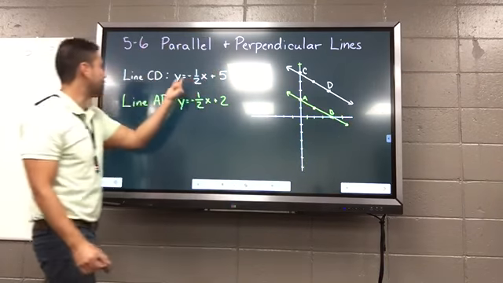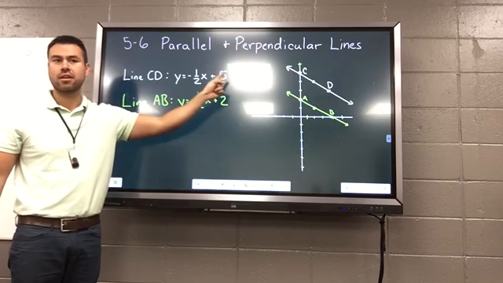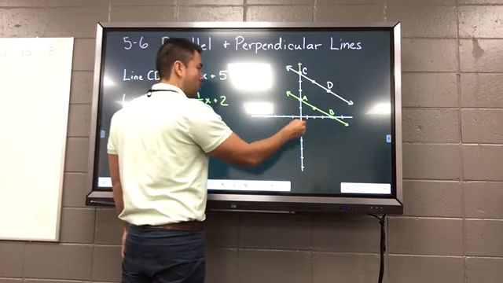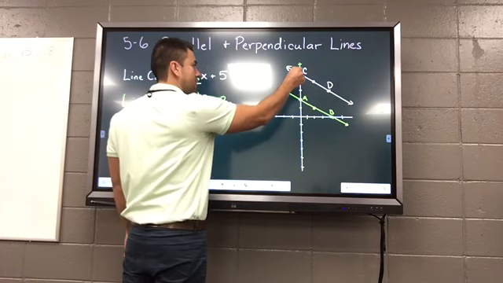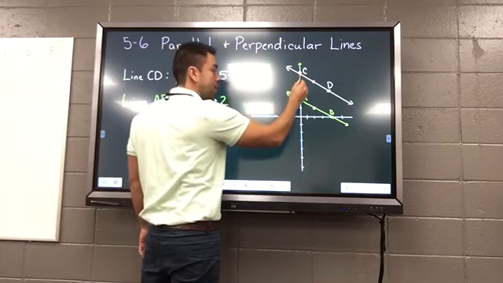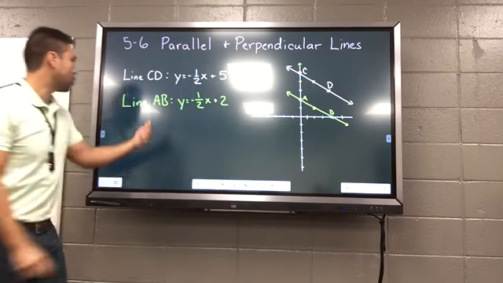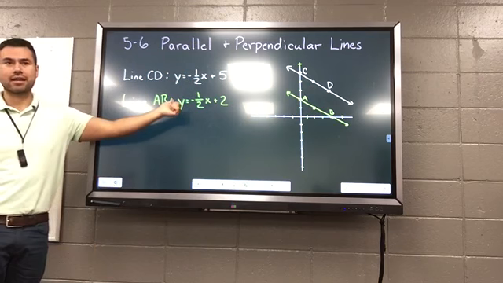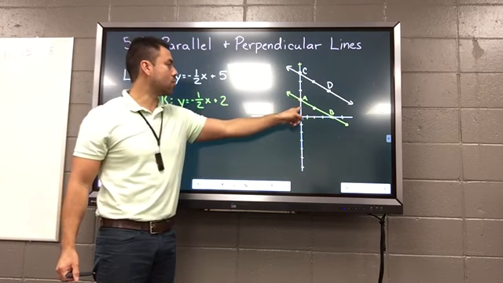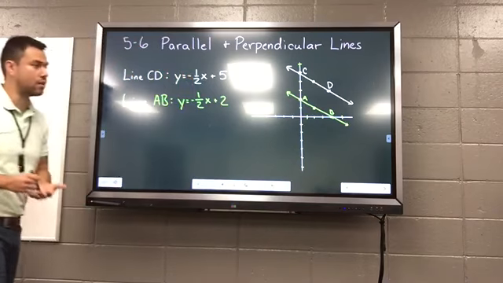This is review: how did I graph line CD? Where did I start? At 5 on the y-axis. 1, 2, 3, 4, 5, right here. And then what was my slope? Negative 1/2. So I went down 1 over 2, down 1 over 2, and I got line CD. Where did I start line AB, the green line? I started at 2 on the y, and then I went down 1 over 2, down 1 over 2, and I got line AB. And are they parallel?